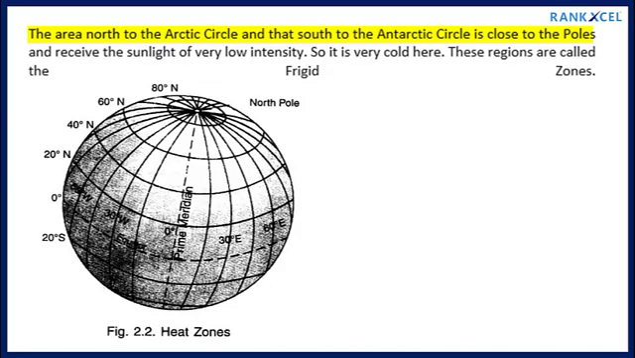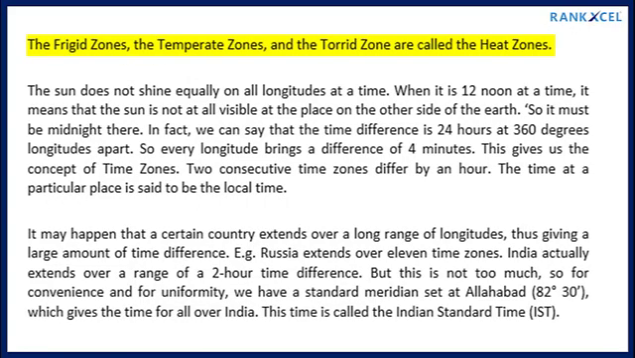The area north of the Arctic Circle and that south of the Antarctic Circle is close to the poles and receives sunlight of very low intensity. So it is very cold here. These regions are called the frigid zones. The frigid zones, the temperate zones, and the torrid zone are called the heat zones.